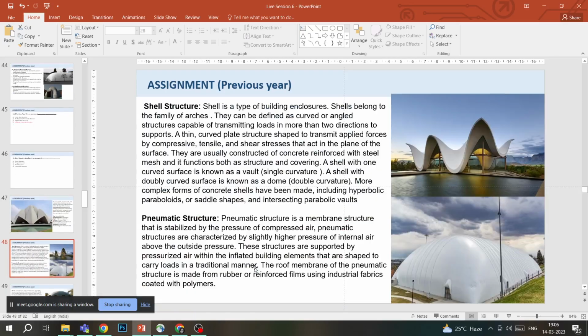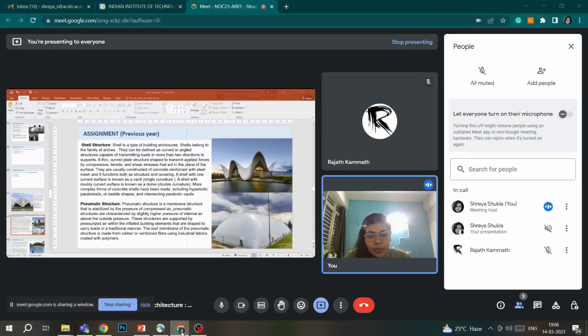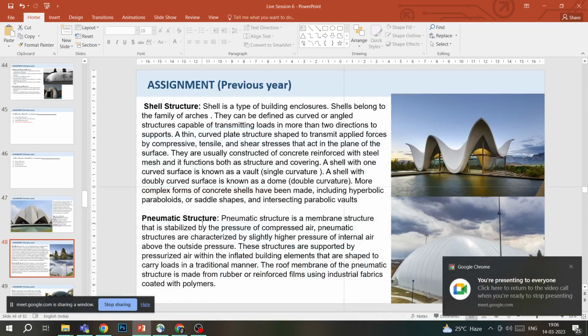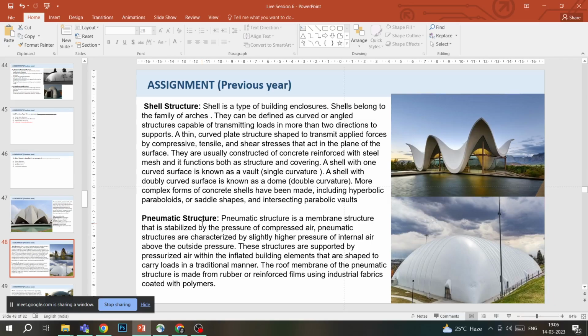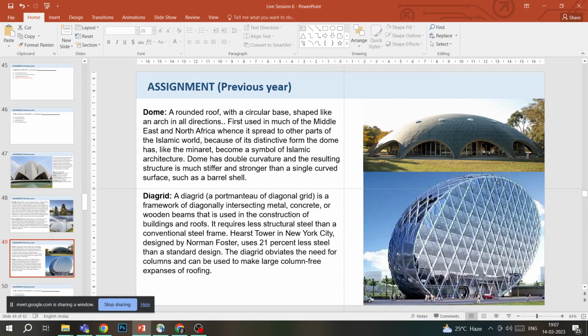Now, shell structure. We have covered what a shell structure is in the previous questions. It's like a curved plate structure shaped to transmit applied forces on it. It can have various curvatures in different shapes. The pneumatic structure, we have just talked about it. It uses the idea of compressed air at high pressure to make the structure stand afloat.